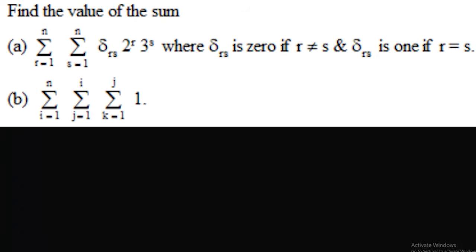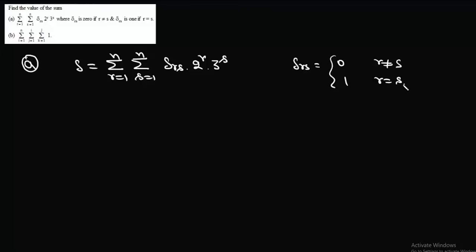Now here the first question is we need to find the sum of this series, which is summation r varies from 1 to n, summation s varies from 1 to n, delta rs, and this is 2 to the power r into 3 to the power s, where delta rs is 0 if r is unequal to s, and this is 1 if r is equal to s. So though it's a double summation problem, the problem is very simple. So when r and s are different, this entire term will be 0.